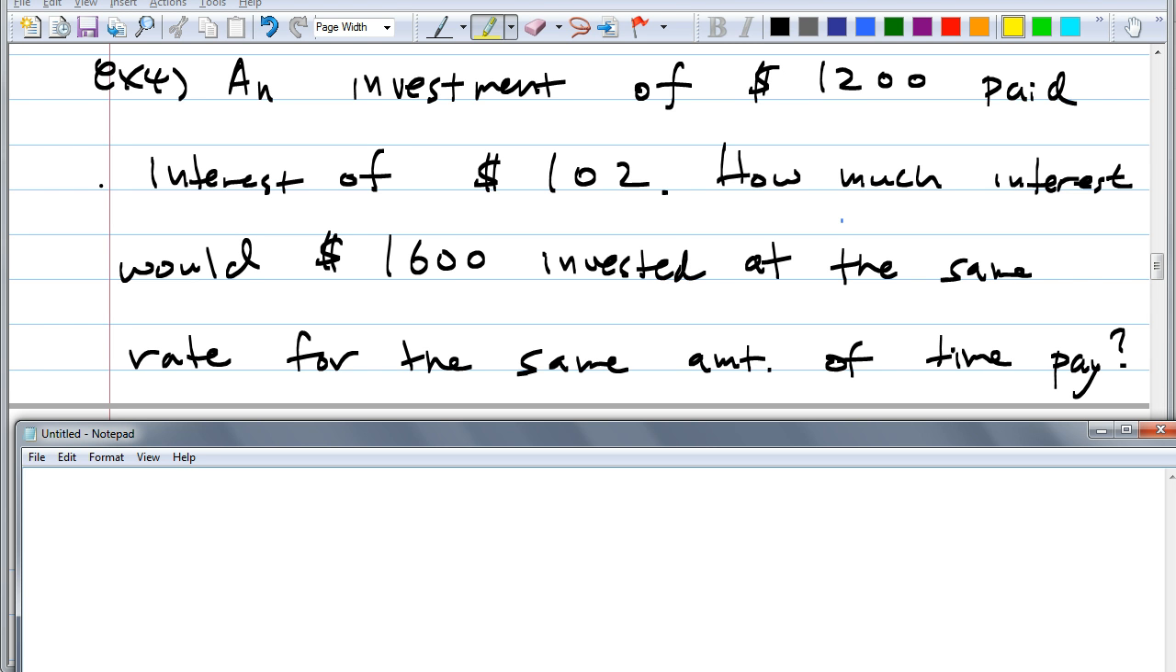All right. That's good. An investment of $1,200 paid interest of $102. How much interest would $1,600 invested at the same rate for the same amount of time pay? Okay. That's the question. So if you invested 1,200, you get $102. They're asking if you then were to invest under the same conditions $1,600, how much would you get? By the way, would it be more than $102 or less than $102? More. It'll be more because you're investing more, right?